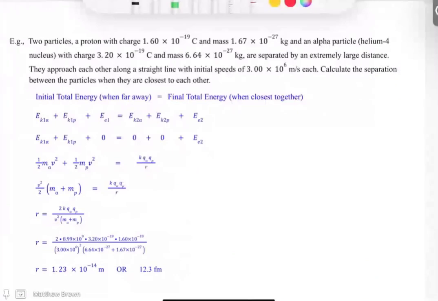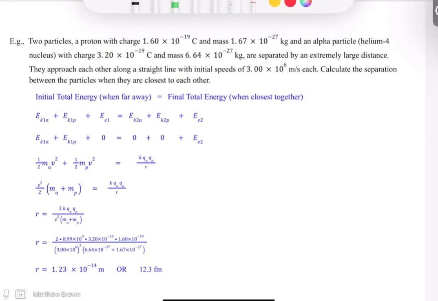The second example is worth, like I said, conceptually, just understanding what's going on and making sure, yes, that's what a solution should look like. We've got two particles, a proton, which we probably know by now has a charge of 1.6 times 10 to the negative 19 coulombs, and a mass of 1.67 times 10 to the negative 27 kilograms. A lot of numbers to remember here, I guess.